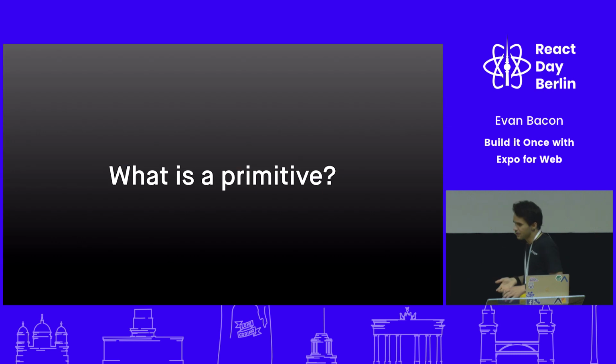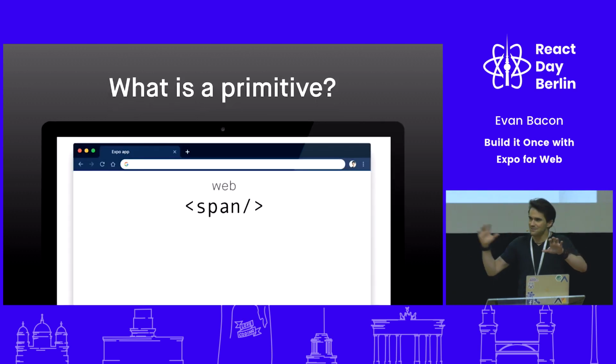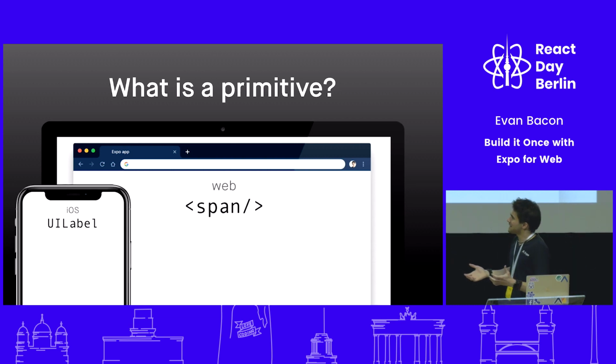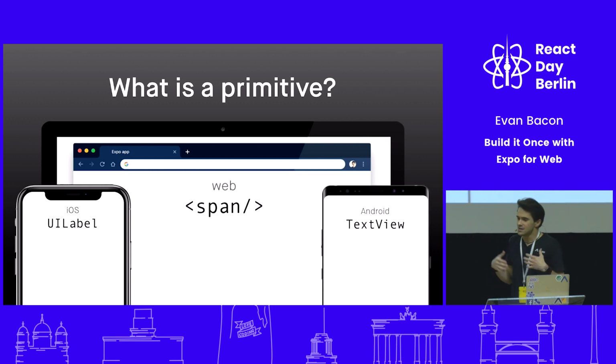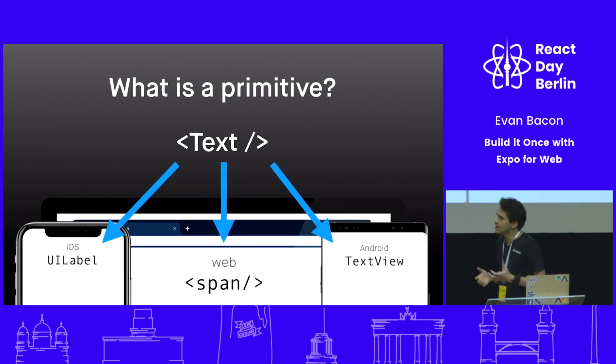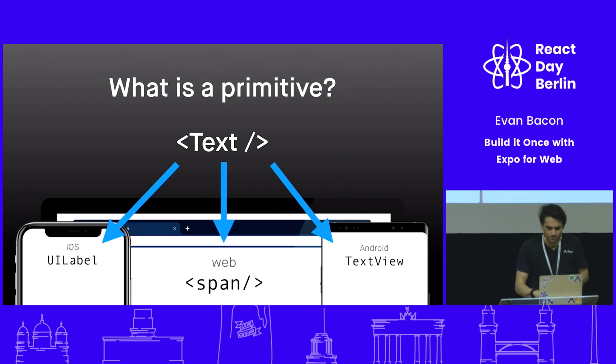So when I say primitive, what I mean is, say you wanted to render text to a screen, right? You've got any text, any screen, and if that screen is a browser, you would wrap it in something like a span or p or anything really. And if it was an iOS app, you would use a UILabel from UIKit, and if it was an Android app, you would use a TextView from the Android SDK, right? But a primitive is something like a text element, where you write it once, and then based off where you're rendering it, it will bind to the correct native element.